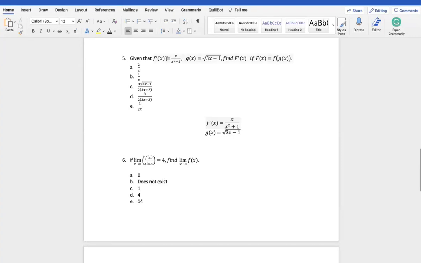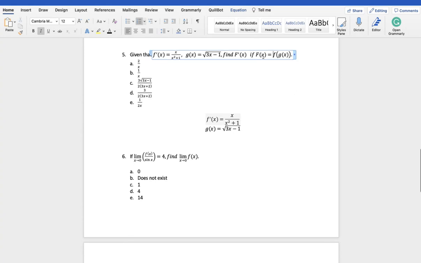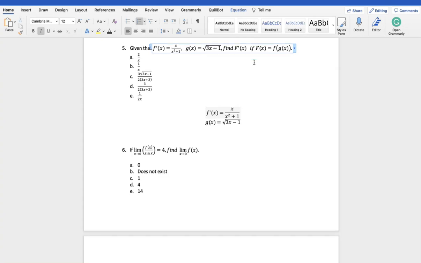If you look at question 5, you're given that the derivative of f of x is x over x squared plus 1. And you're given that g of x is equal to the square root of 3x minus 1. They give you that big F of x is equal to the composite of f and g, basically f of g of x, and you're asked to find big F prime of x. So there are two ways you could go about this.